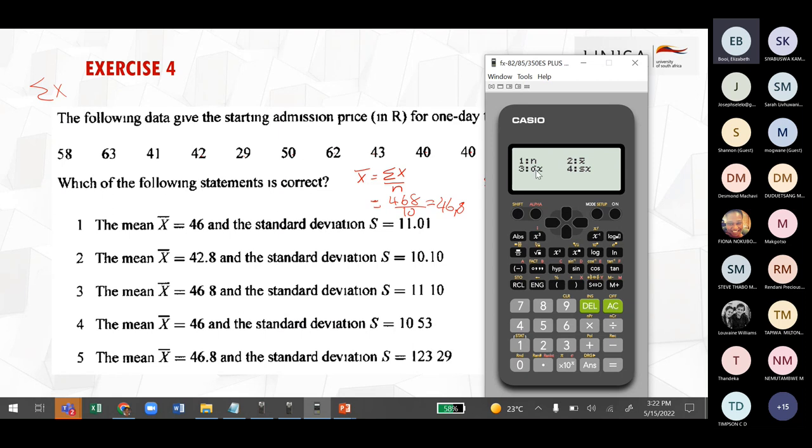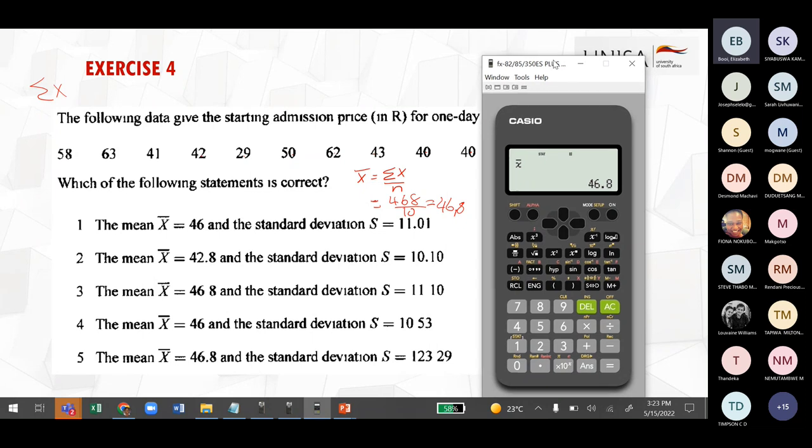Number 3 is your sigma x, which is the population standard deviation. If they told us this data set is for the population, then we will calculate using 3 to get the population. And what we are looking for is number 2 and number 4, because number 4 is your sample standard deviation. So let's go ahead and press 2 for the mean, and I should get 46.8. And there is your answer. It will be as quick as possible like that.